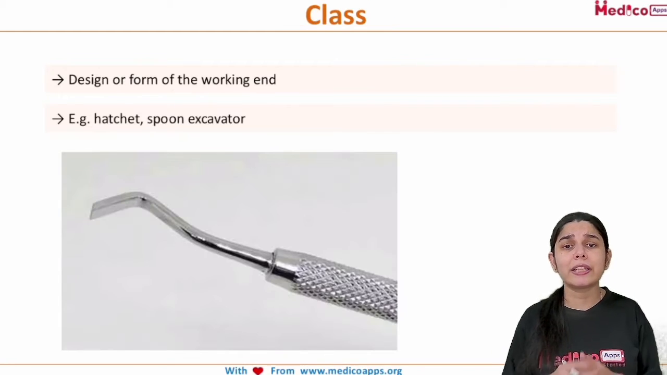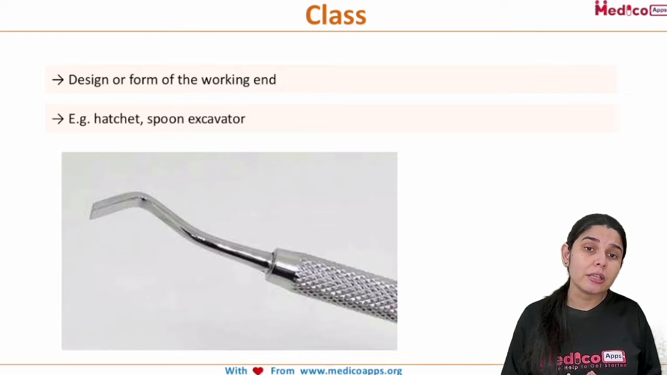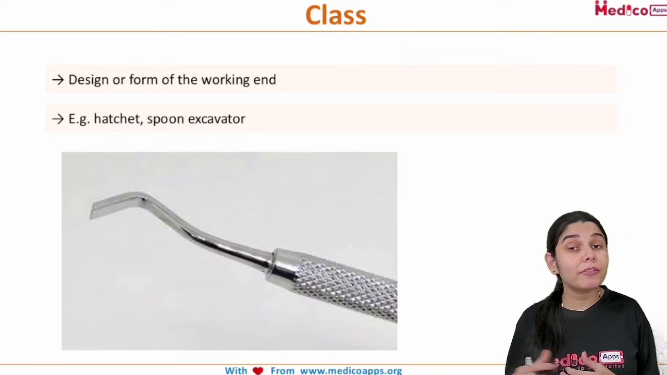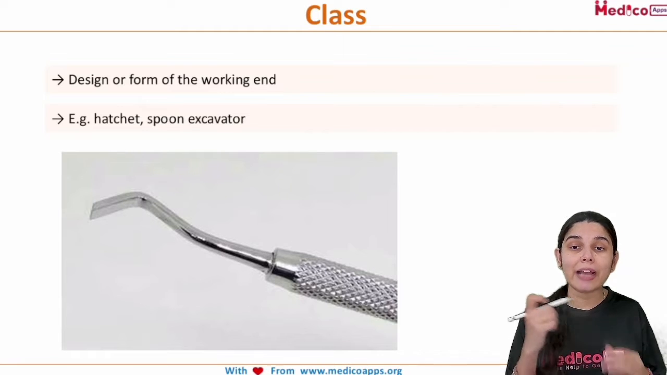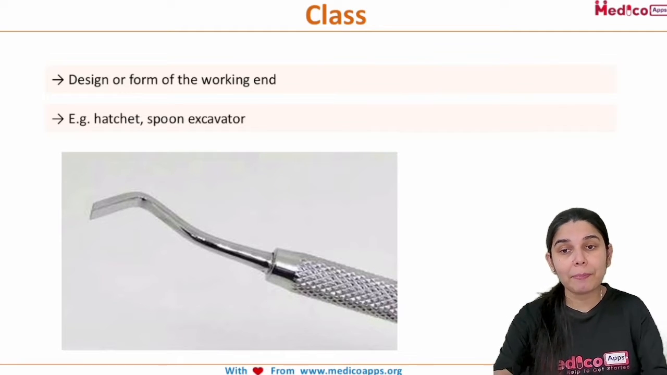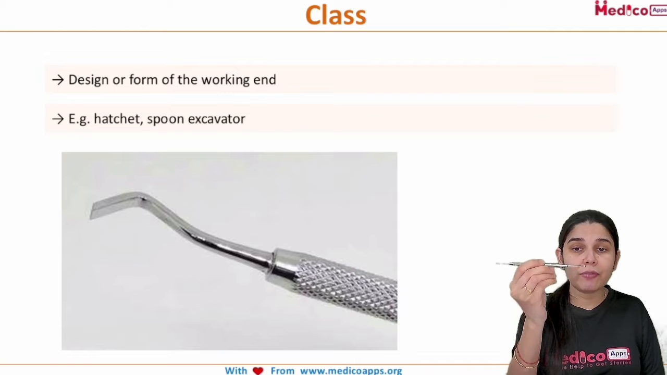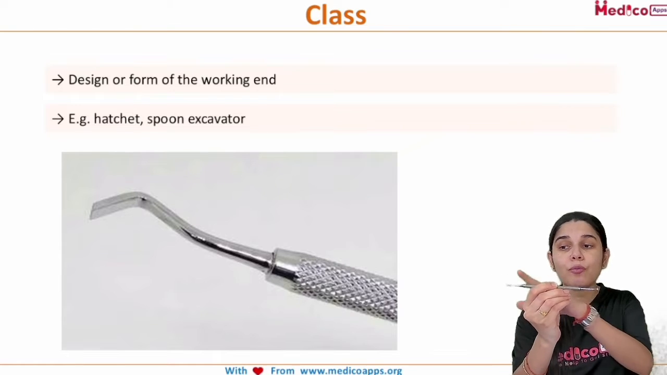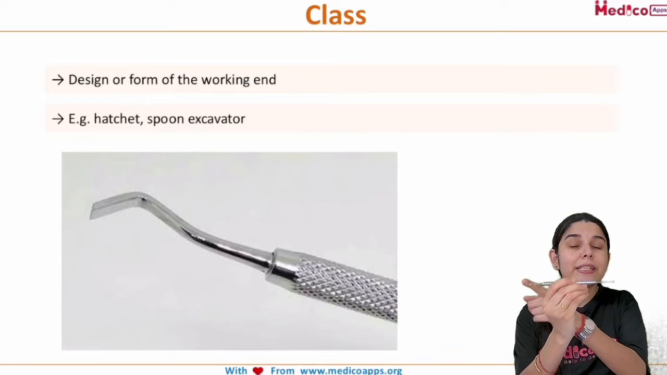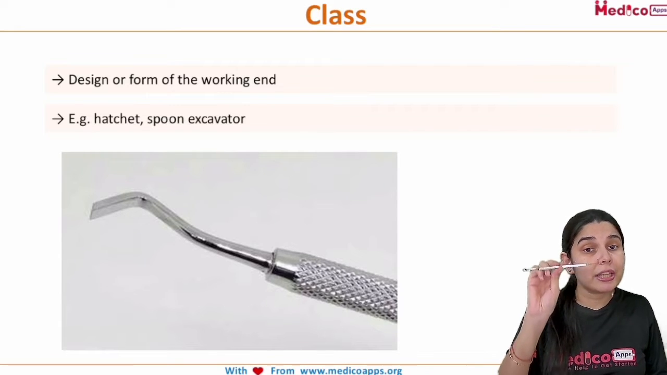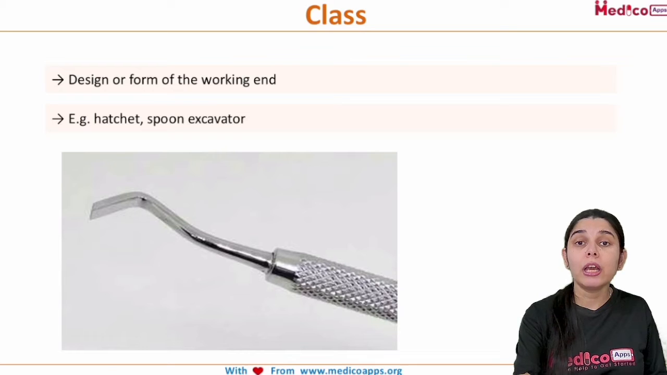The third one is the class. Now class means what is the design or form of the working end. Now you need to understand that an instrument has a working end. So for example, this instrument which you are just seeing has 2 working ends. Okay, this one has one working end, this is the second working end. So this is the design or form of the working end.